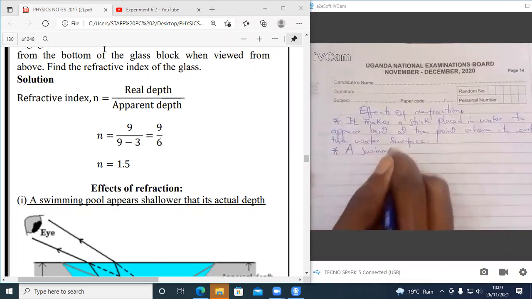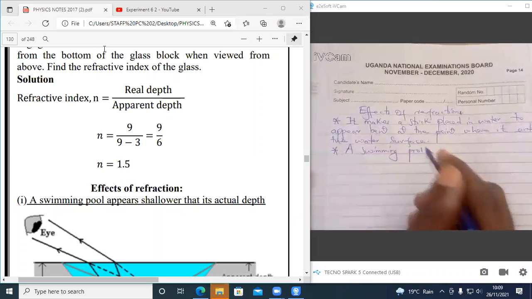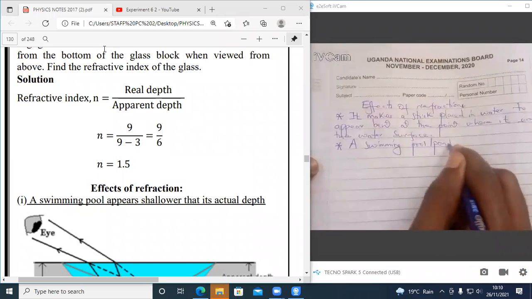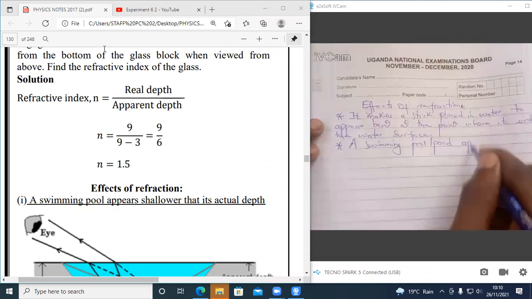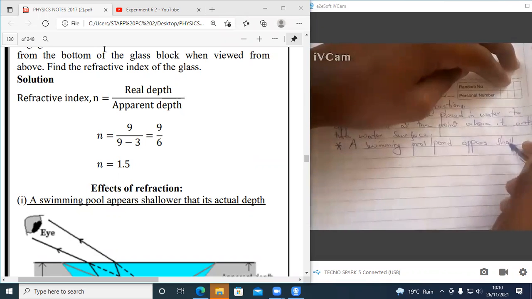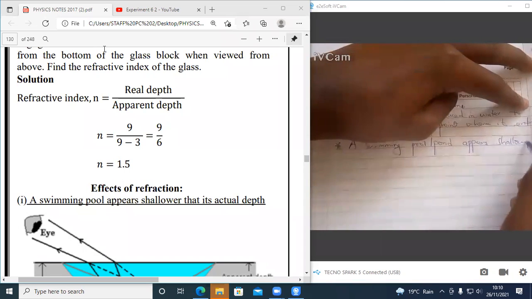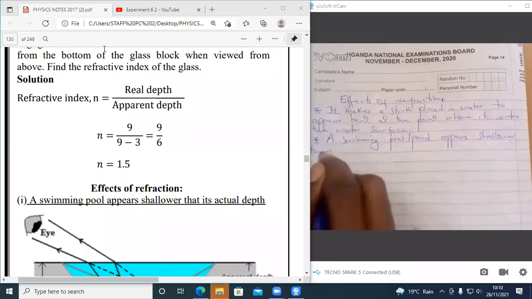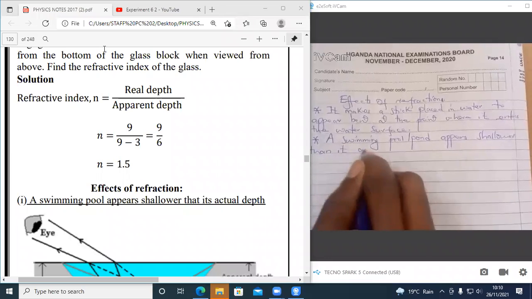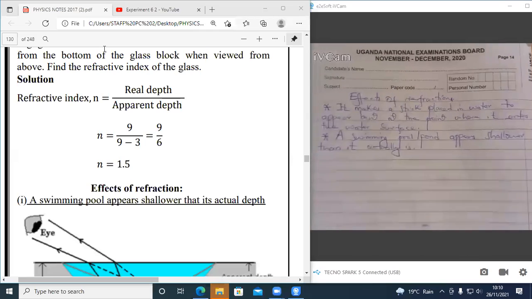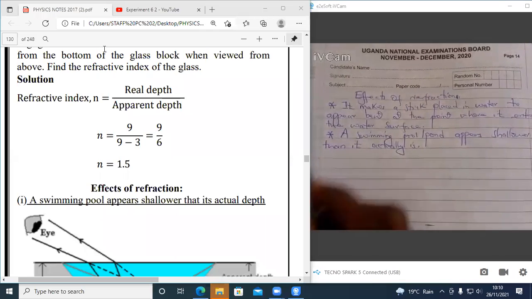Then the second one, a swimming pool. A swimming pool or a pond appears shallower than it actually is. That's also another effect of refraction.